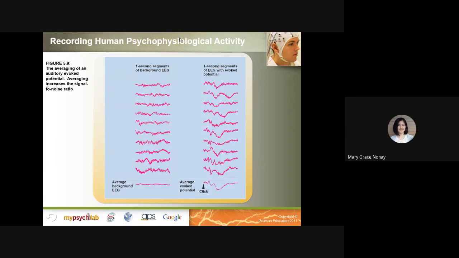Ayan, yun yung sinasabi ko na there's an averaging, no, of the auditory evoked potential. So on the right side, there is a click, no? So merong in-evoke na potential. On the left side, ito naman yung average background of EEG.